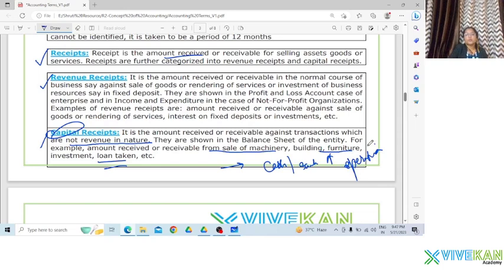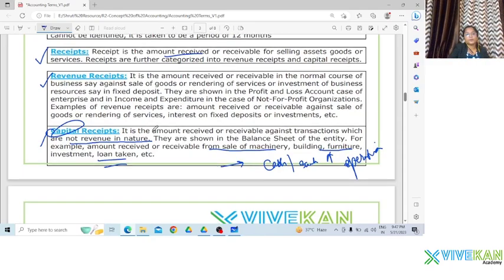So these are all critical things that you need to remember. What is a revenue receipt? What is a capital receipt? Because these things will help you determine the cash flow, from where the money is coming, which is very relevant.